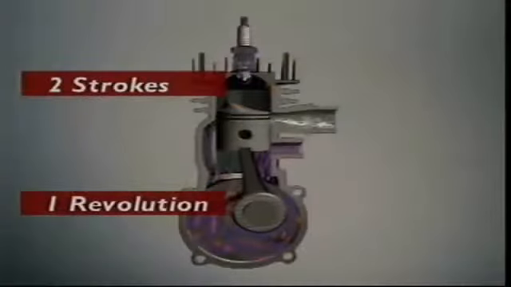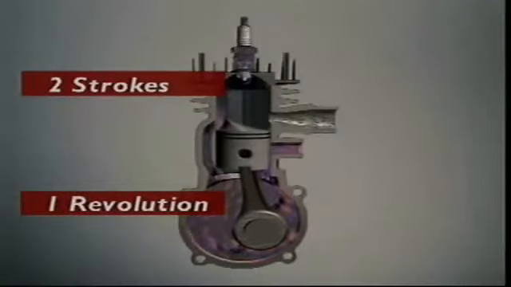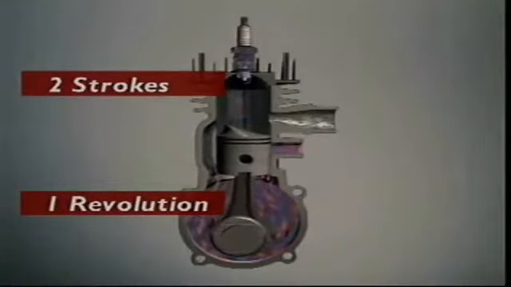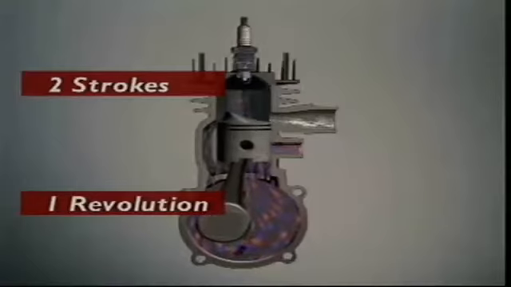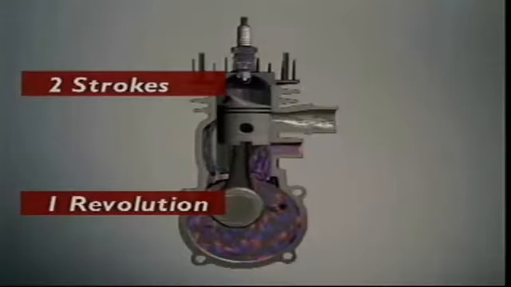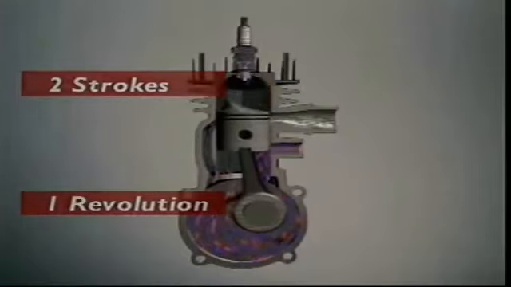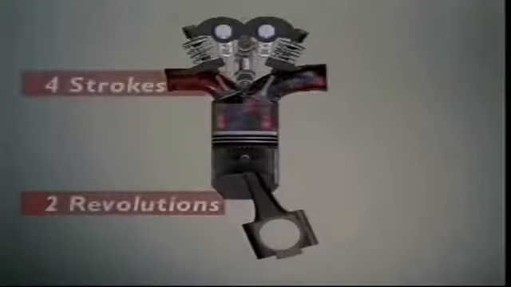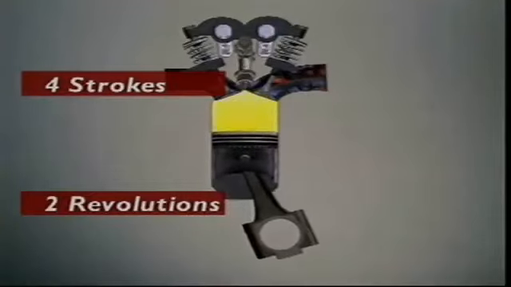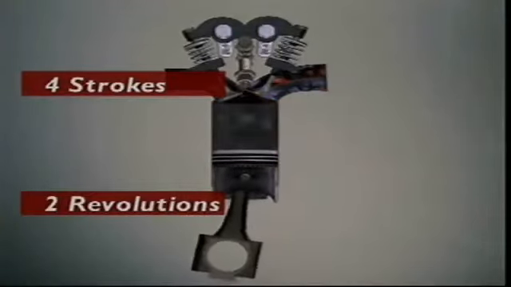The two-stroke engine makes only 2 strokes, one up and one down for each time it fires. That's only 1 revolution of the crankshaft for each cycle. Compare this with a 4-stroke that needs 2 revolutions of the crankshaft for each engine cycle, and only 1 power stroke for each 4 engine strokes.